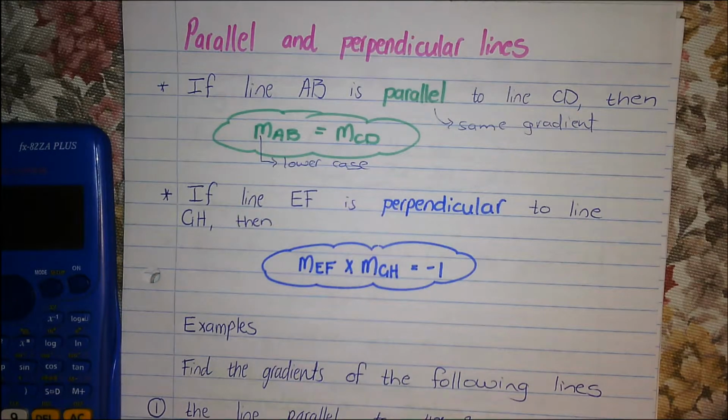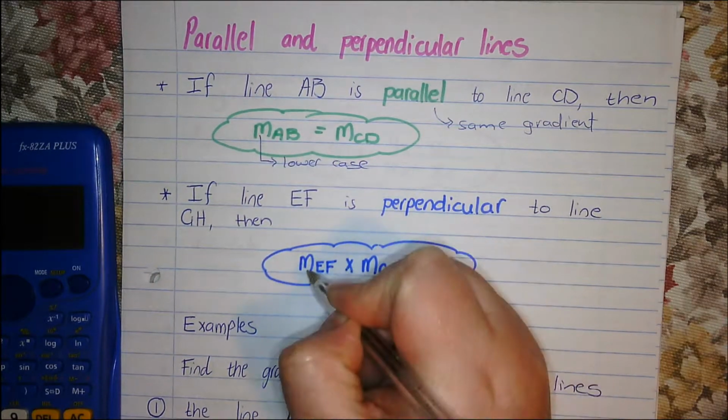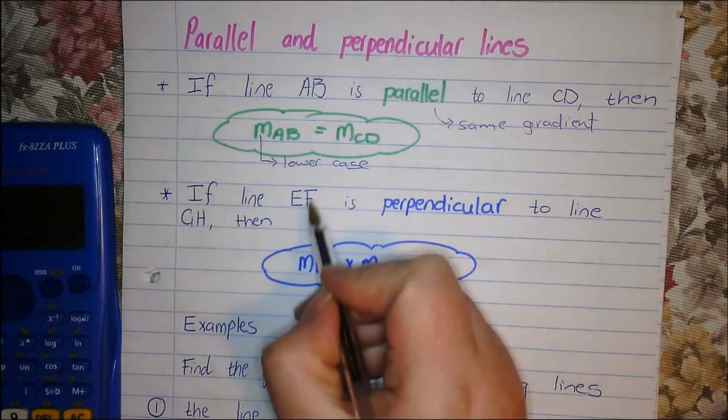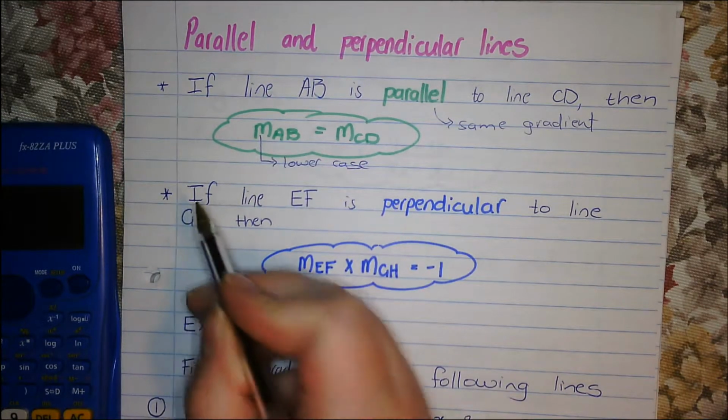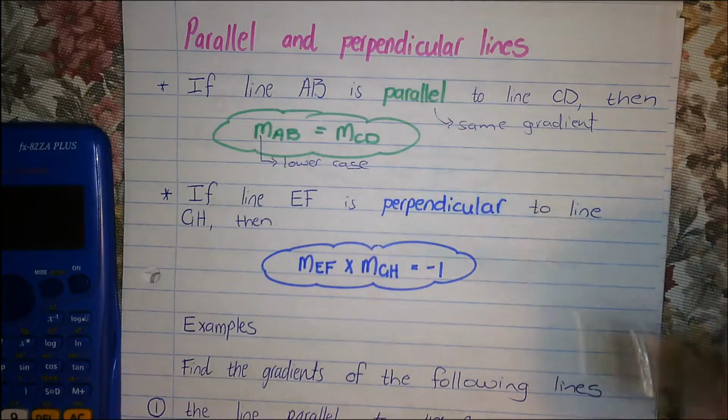If lines are perpendicular, then the product of their gradients is equal to -1. So if you take the gradient of EF and multiply it with the gradient of GH, and you get -1, then the lines are perpendicular.